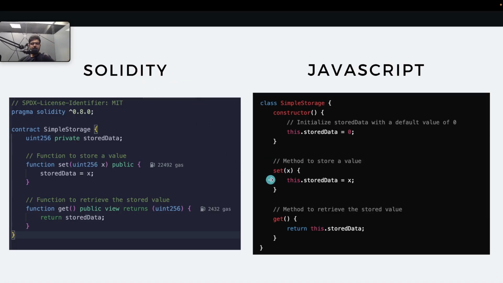Then a set variable that lets me update this stored data variable. Same thing is happening here. A get variable that lets me fetch that data from there. Fetch the stored data variable. That's why it's called simple storage. It lets you store a number on the blockchain. That is what this Solidity contract lets you do.